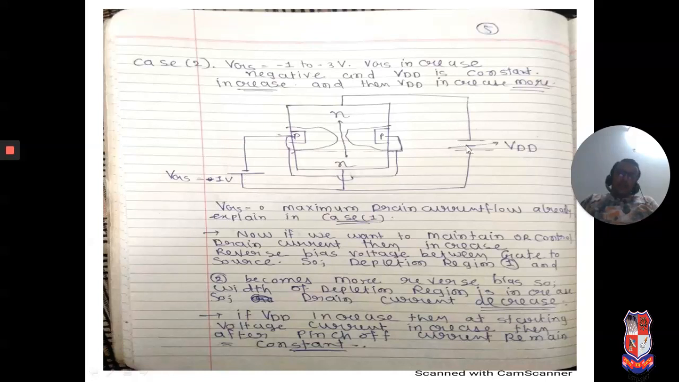And if you increase the VDD, then at the starting value drain current flows. Why does drain current flow? Because the depletion region is not broad. Now if we want to maintain or control the drain current, then increase the reverse bias voltage between the gate and source so that depletion regions 1 and 2 become more reverse biased. So the width of the depletion region is increased.